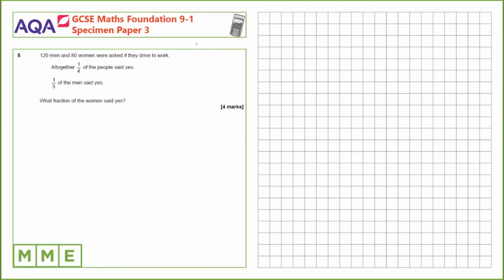Question 5. 120 men and 80 women were asked if they drive to work. Altogether, a quarter of the people said yes. A third of the men said yes. What fraction of the women said yes? So, altogether, a quarter of the people said yes. That means the number of total people that said yes is a quarter of the total, which is 120 plus 80. That's a quarter of 200. So 50 people said yes.